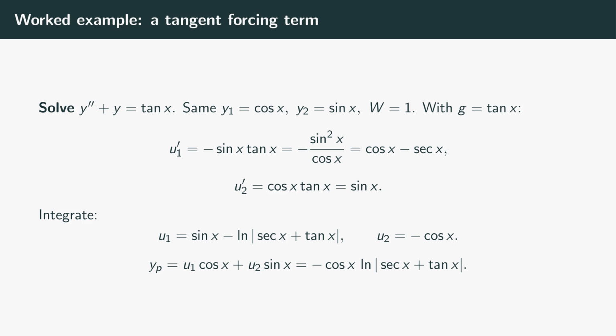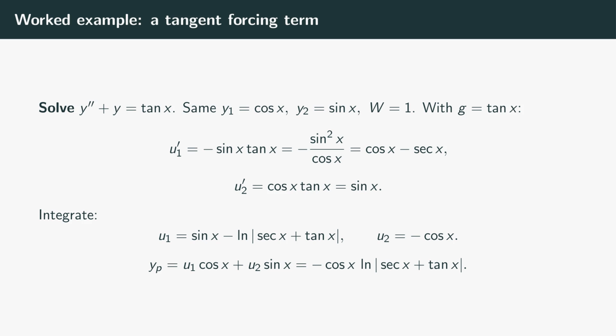So u1 prime is minus sine x times tangent x, which is minus sine squared x over cosine x. Rewrite sine squared as 1 minus cosine squared, and that whole thing simplifies to cosine x minus secant x, a form we can actually integrate. And u2 prime is cosine x times tangent x, which is just sine x.